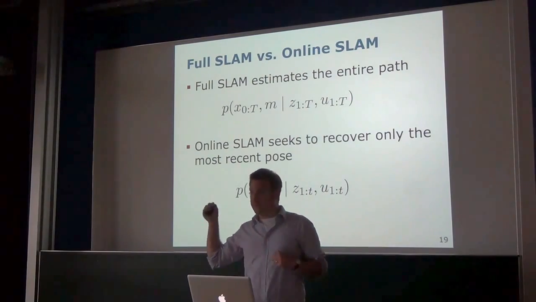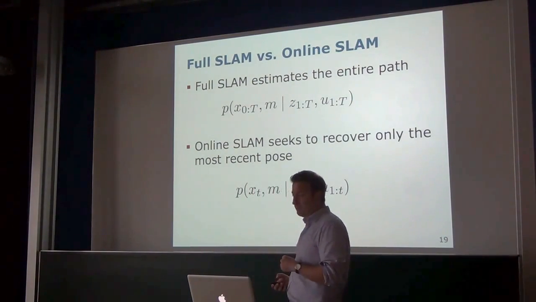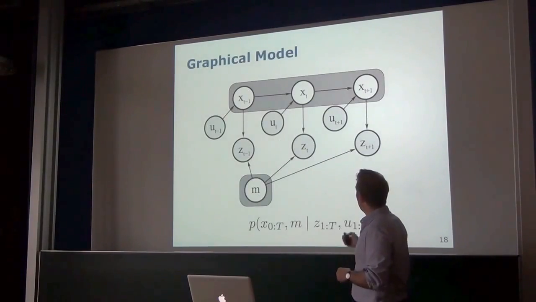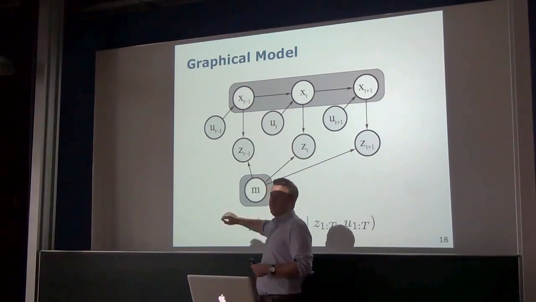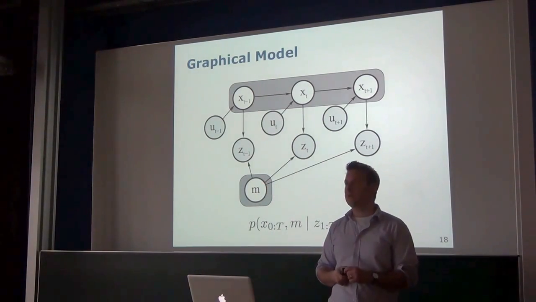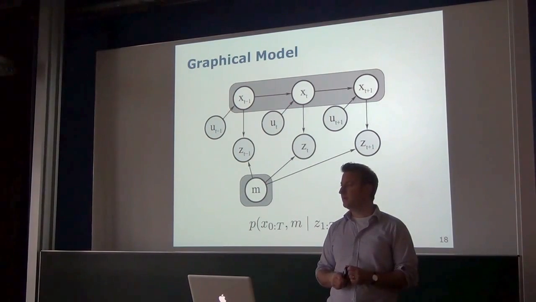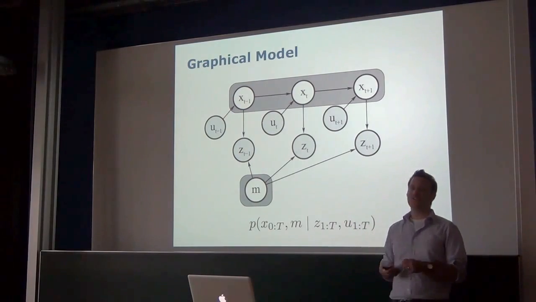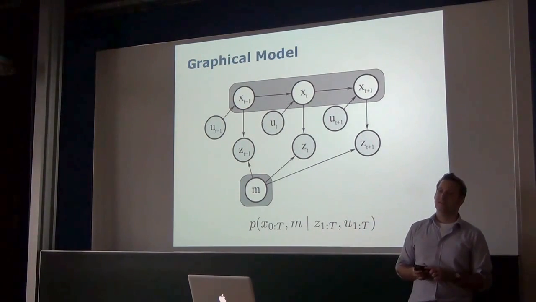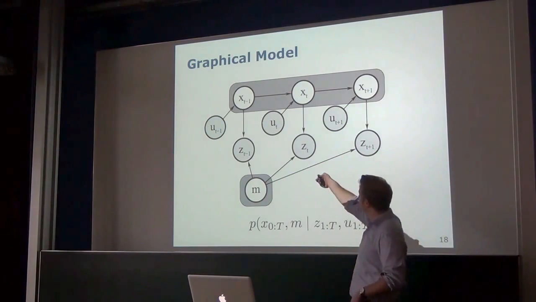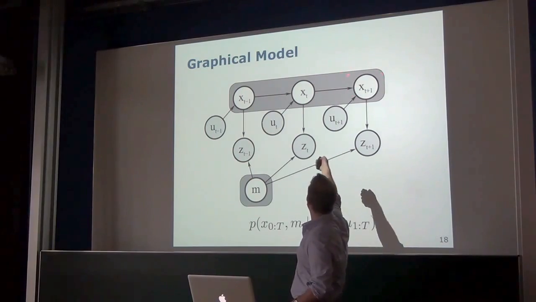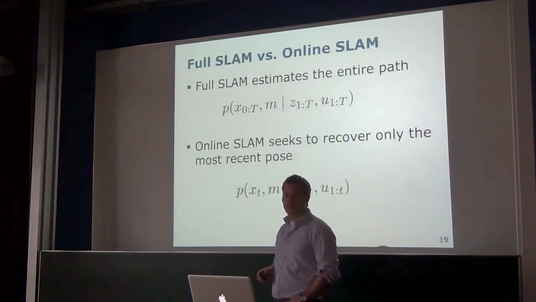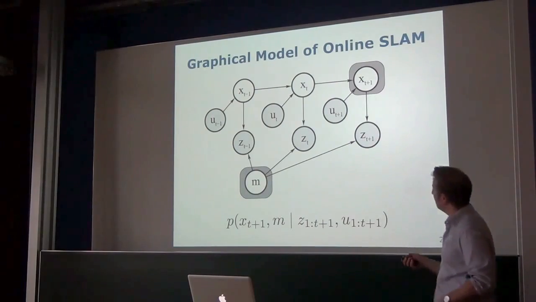So how does the graphical model for this kind of problem look? If we go back one slide, what do we need to change to come up with the graphical model where only one pose is estimated? What do we need to change in this graphical model? The shading, yes. So the shading changes. This shaded area here only covers this variable. These variables are not of interest. This is exactly how it looks. This is the graphical model for the online SLAM system.